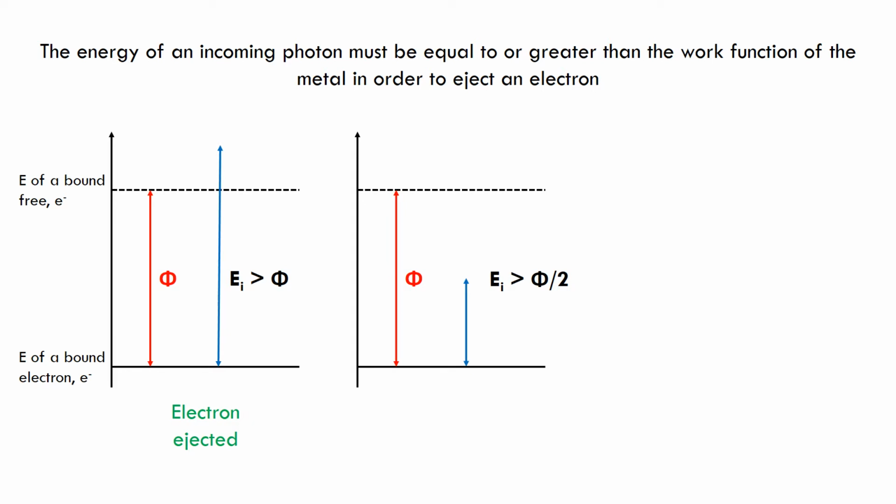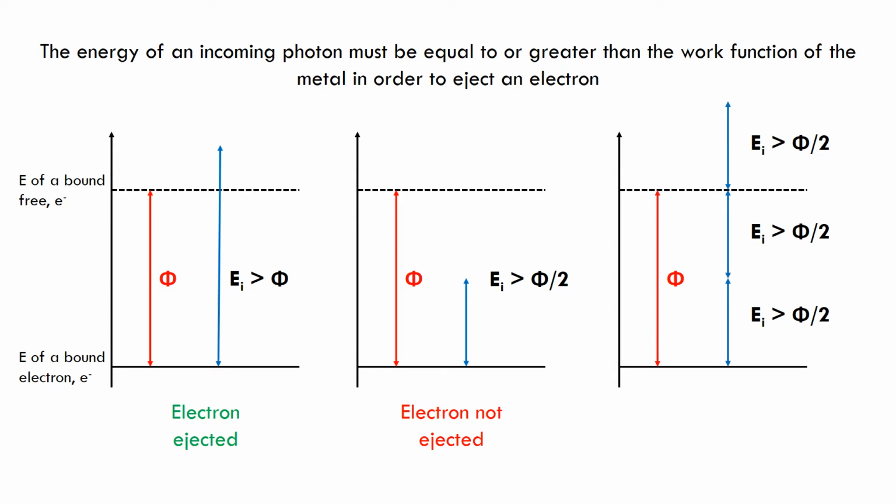If you shine light on a surface that doesn't have an energy that is equal to the work function of a metal, then an electron will not be ejected. And finally, even if you were to shine 3 photons onto the surface, if each of those photons does not have the energy that's equal to the work function, you still will not eject an electron from that surface.